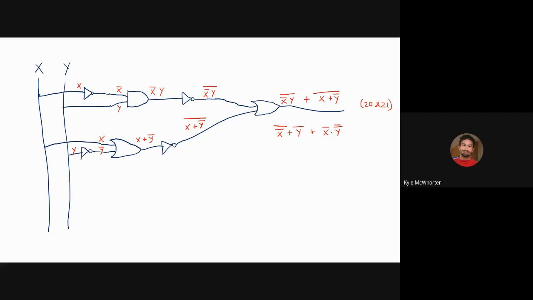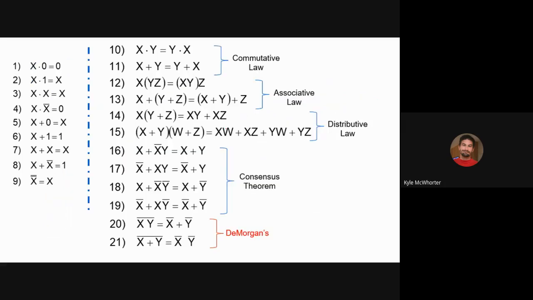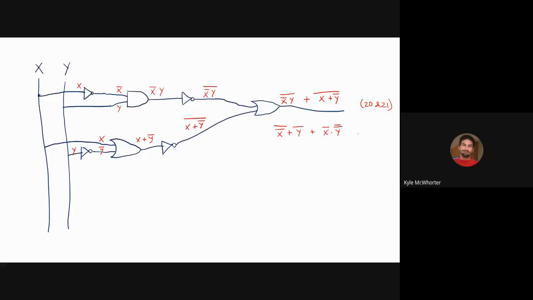So now I have not not x, which is x, and I have not not y, which is y. And that is theorem number 9. Not not x is x. So we're going to use theorem number 9 twice. So now we have x or not y or not x and y.